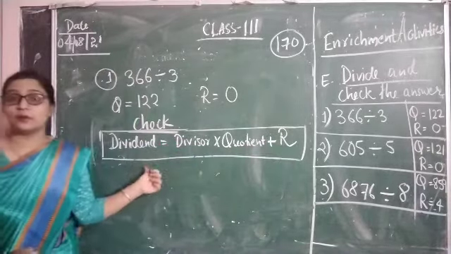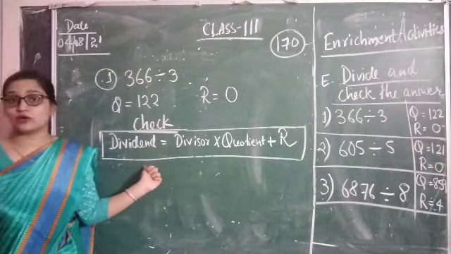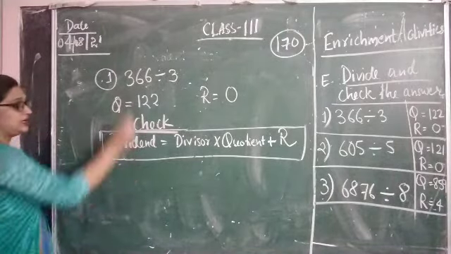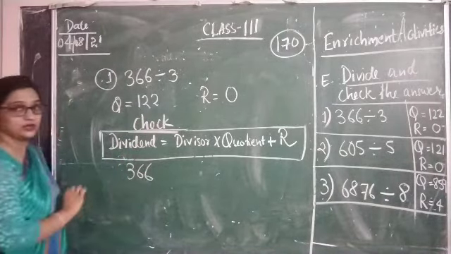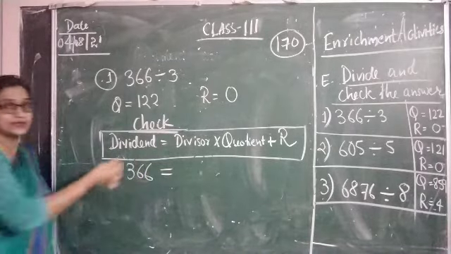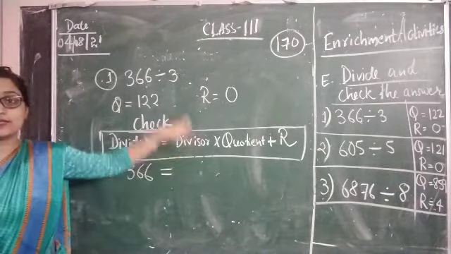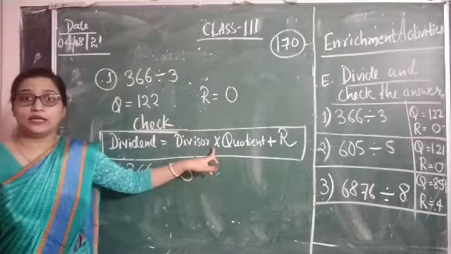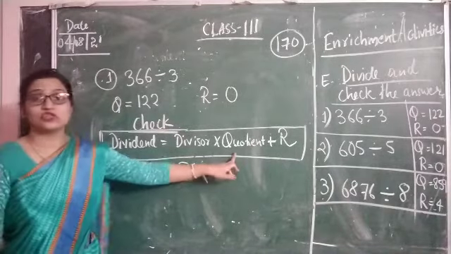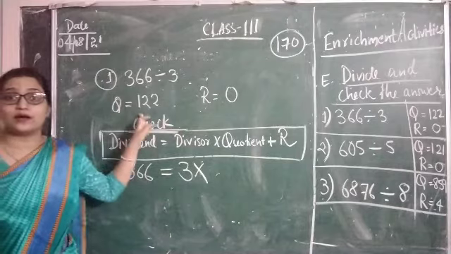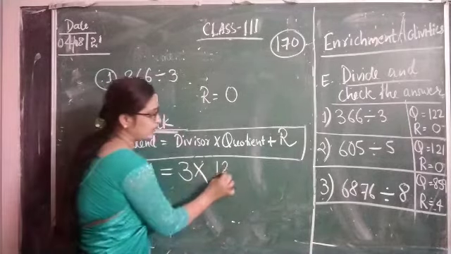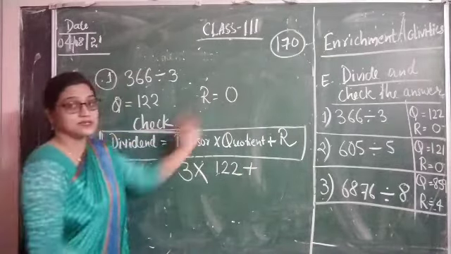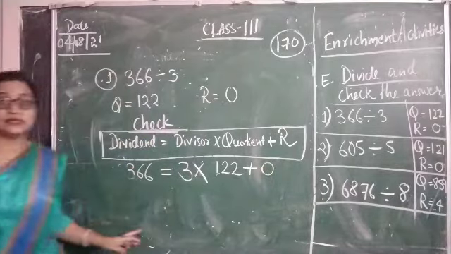Okay, so next step, we just have to put the values from the question and the sum that we had done already. So dividend is 366 from the question. Now equal to, as it is. Now divisor is 3, write 3 in place of divisor. Then in the formula, write into as it is. Quotient we got is 122. So write 122 in place of quotient, plus remainder is 0, write that 0 as it is.